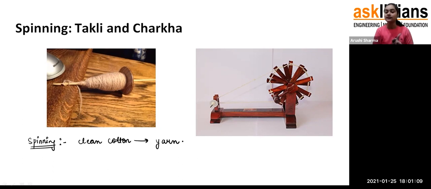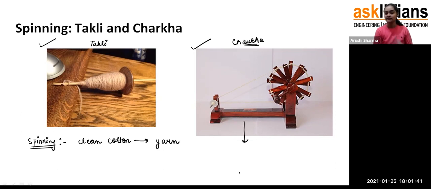Okay, so that's how, students, the spinning process is done using two instruments. One is the takli, this is called the takli. Okay, and this is called the charkha. So if I ask you where you have seen this charkha, it is generally present in national pictures. So this is the charkha, students.